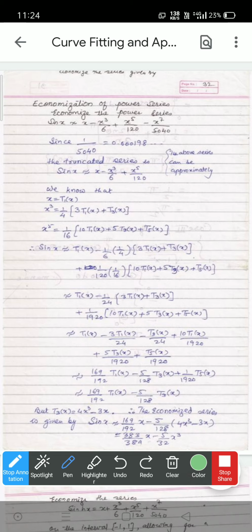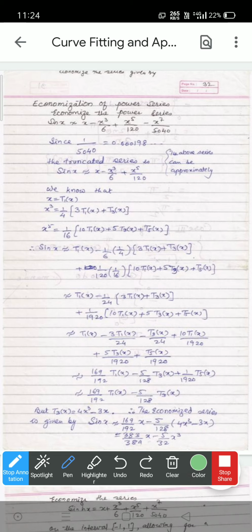Next, the last article is economization of power series. Economize the power series: sine of x is equal to x minus x cube by 6 plus x raised to the power 5 by 120 minus x raised to the power 7 divided by 5040. Here 1 by 5040 is equal to 0.000198, we will check on the calculator. Therefore, this is a very negligible quantity.